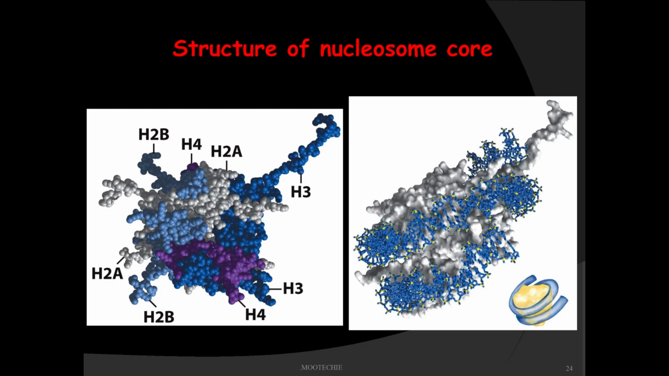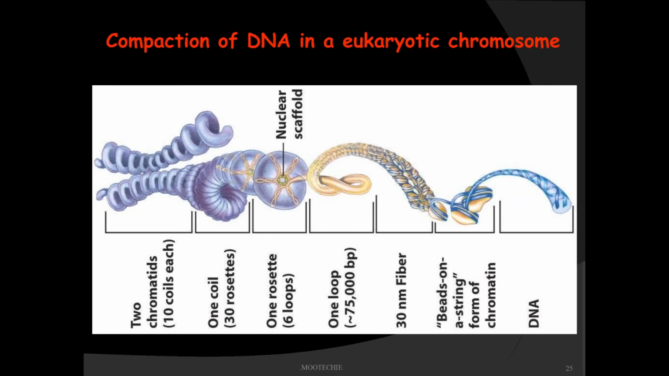Now the compaction doesn't stop there. To fit an enormous amount of DNA into a tiny nucleus, it undergoes incredible levels of packaging. The beads on a string form coils to form a 30 nanometer fiber. This fiber then forms loops, each containing about 75,000 base pairs. About 6 loops form a rosette. 30 rosettes form one coil, and 10 coils form one chromatid. A chromosome consists of 2 such sister chromatids. This is an amazing feat of biological engineering.